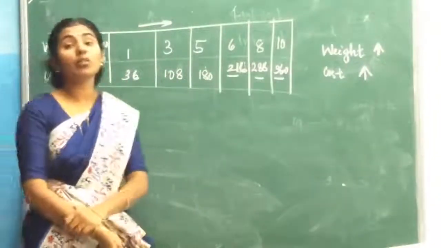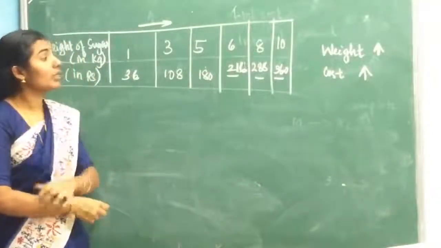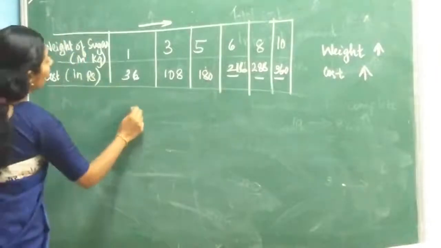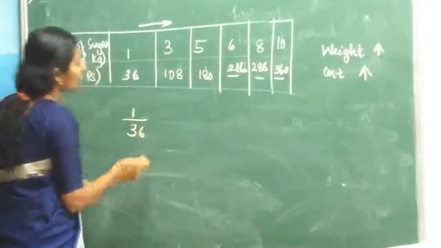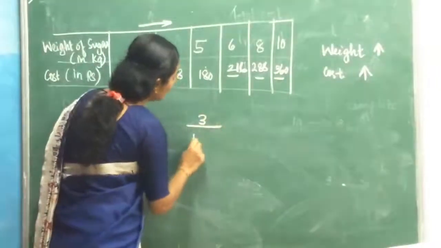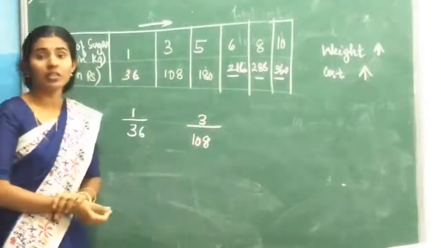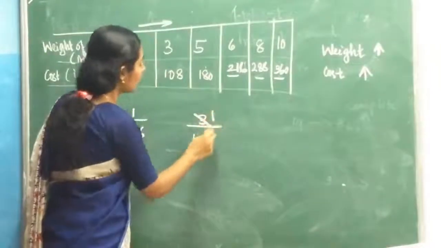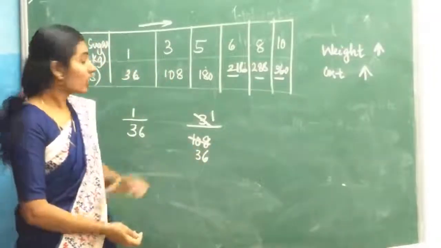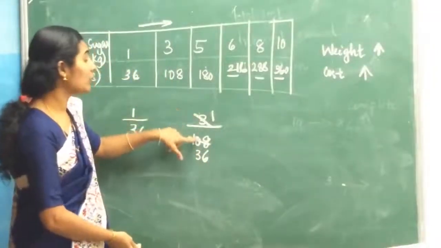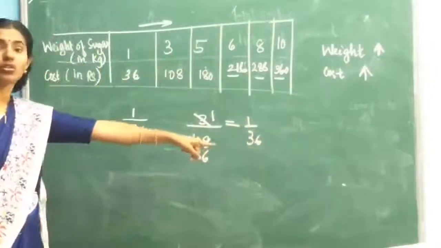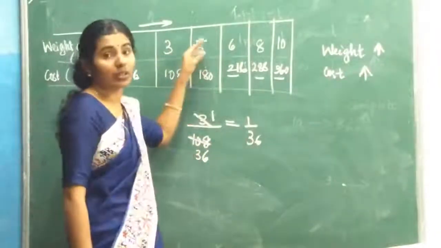See this tabular form. Now you want to take the ratio of these two quantities. The first ratio is 1 by 36. What is the second ratio? 3 divided by 108. You can do the cancellation. 3 ones are 3, 3 thirty-sixes are 108. So you are getting 3 and 108. When you cancel, you will get 1 by 36. Same ratio.